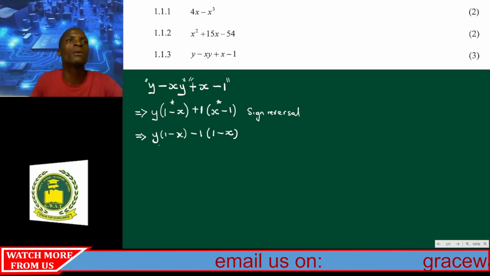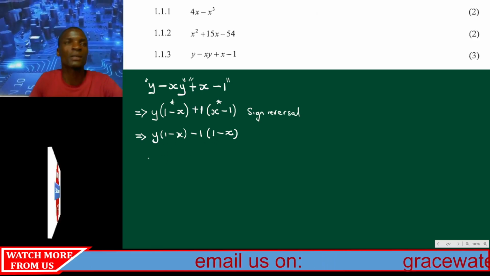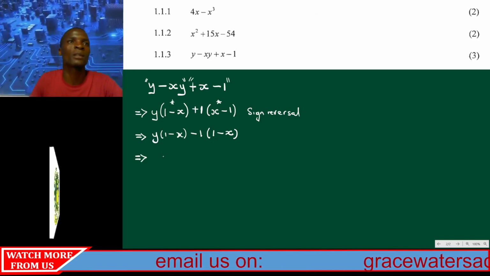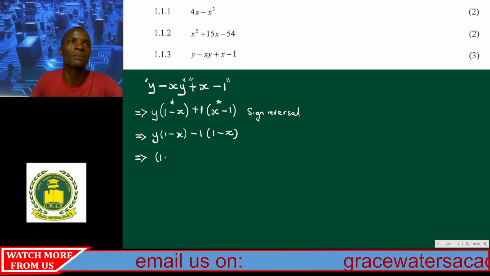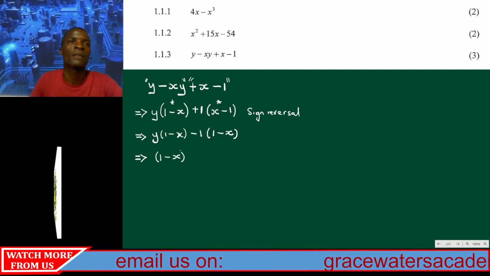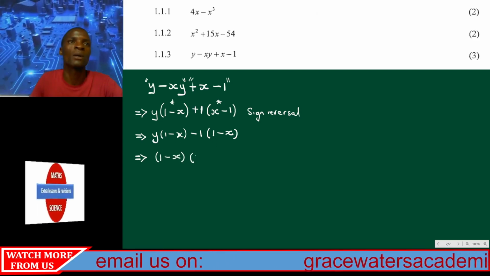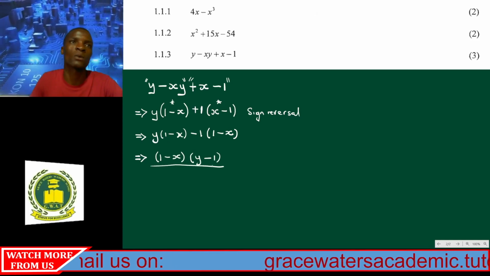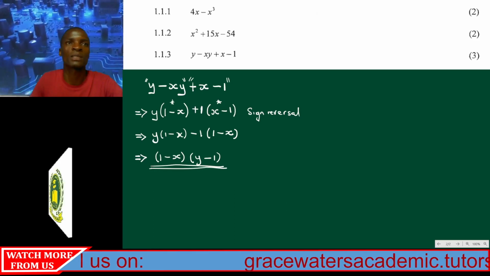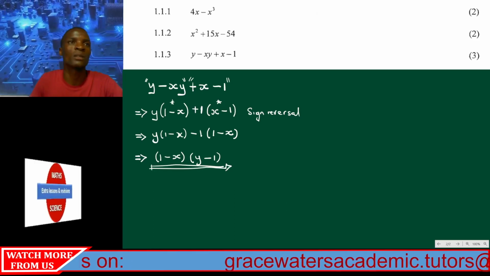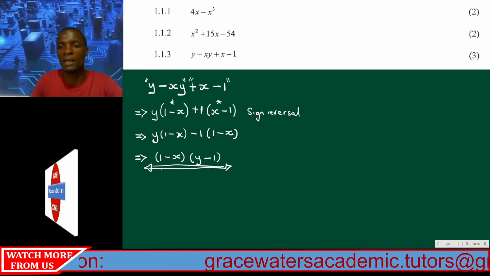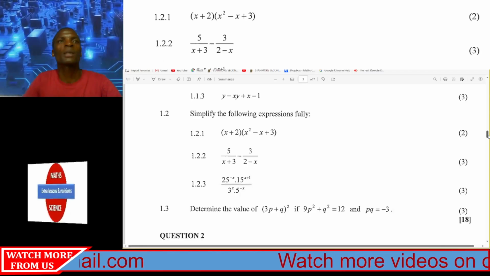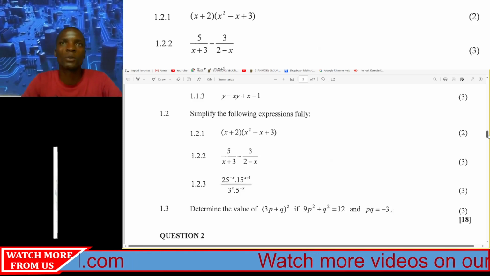Then now, after dealing with sign reversal, the next stage is very simple. We are now taking out the common bracket, which is 1 minus x, and then what is left is y minus 1. This becomes your final answer also, and then you get all the 3 marks. I hope you did understand it very well and clear there. Okay, so 1.2 has got also 3 questions.